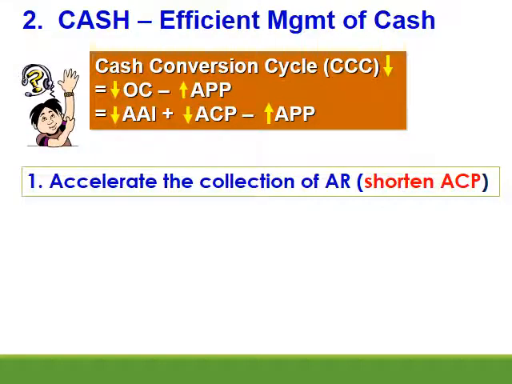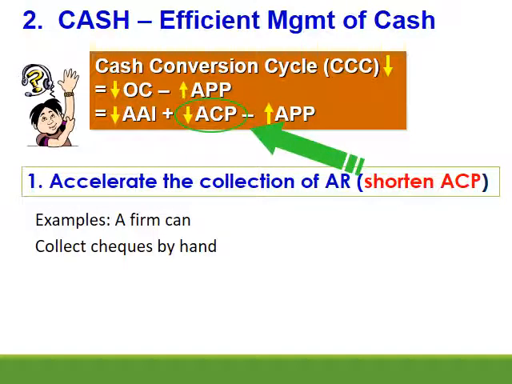First method is to accelerate the collection of accounts receivable. This will shorten the average collection period. Examples, a firm can collect checks by hand. So basically, by collecting checks by hand, you'll collect faster compared to waiting for the customer to mail the checks to you. The tendency is that the customer will take a long time to mail the check to you.